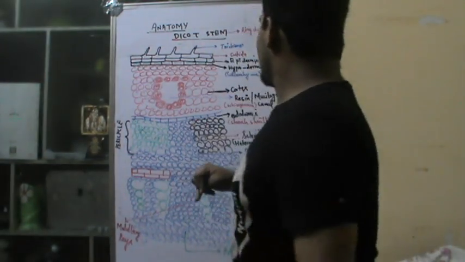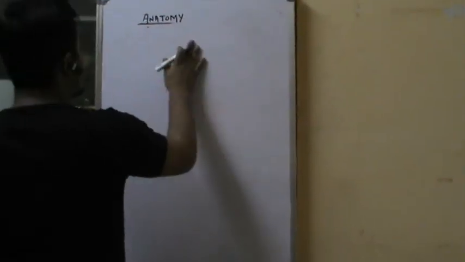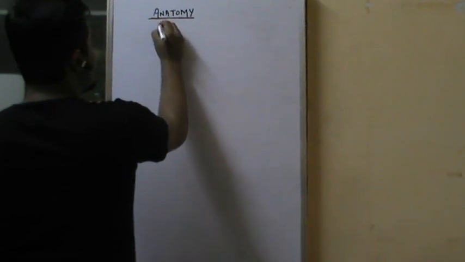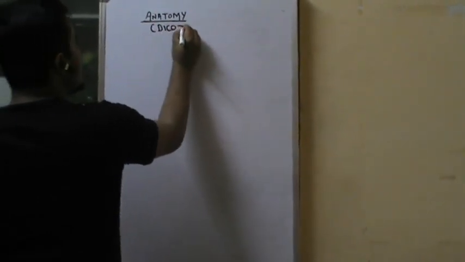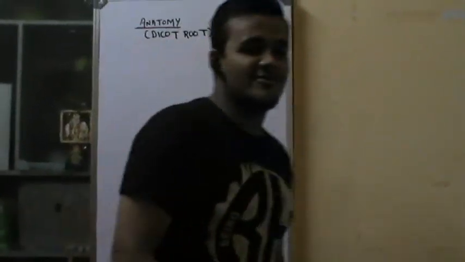Okay, dicot stem. After writing so much, I don't even feel like erasing it, but I have no other choice, right? So now let's move on to your next one, that is going to be your dicot root. Okay, first we'll do the dicots, then we'll do monocots, okay? Dicot root is a little different, a little complicated too. Of course it has to be, it's a root, isn't it? So it should be.